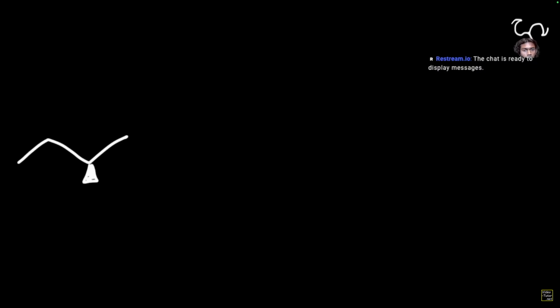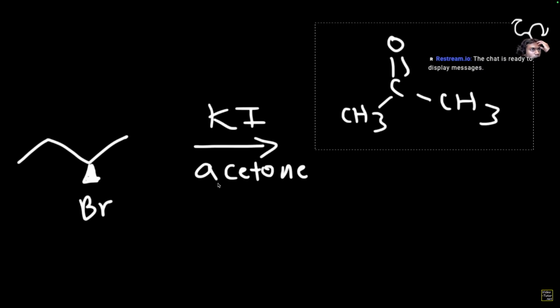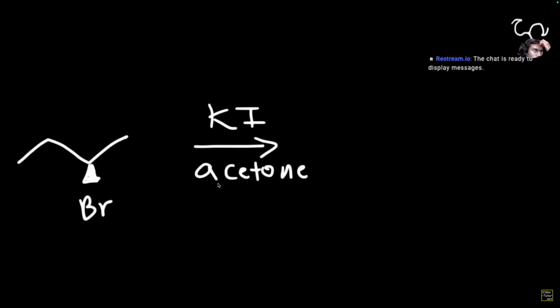Let's say we have, in this case, 2-bromobutane, and let's react it with potassium iodide in acetone. Acetone is a polar aprotic solvent. There are no OH or NH bonds. And it turns out that polar aprotic solvents enhance SN2 reactions. What do you think the major product for this reaction will be?